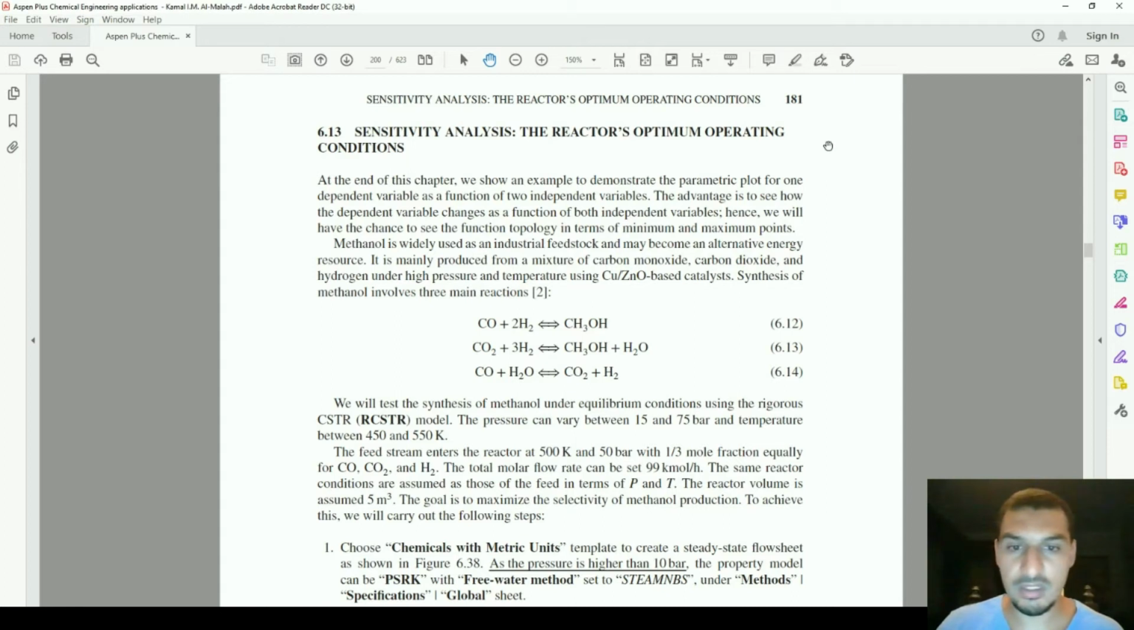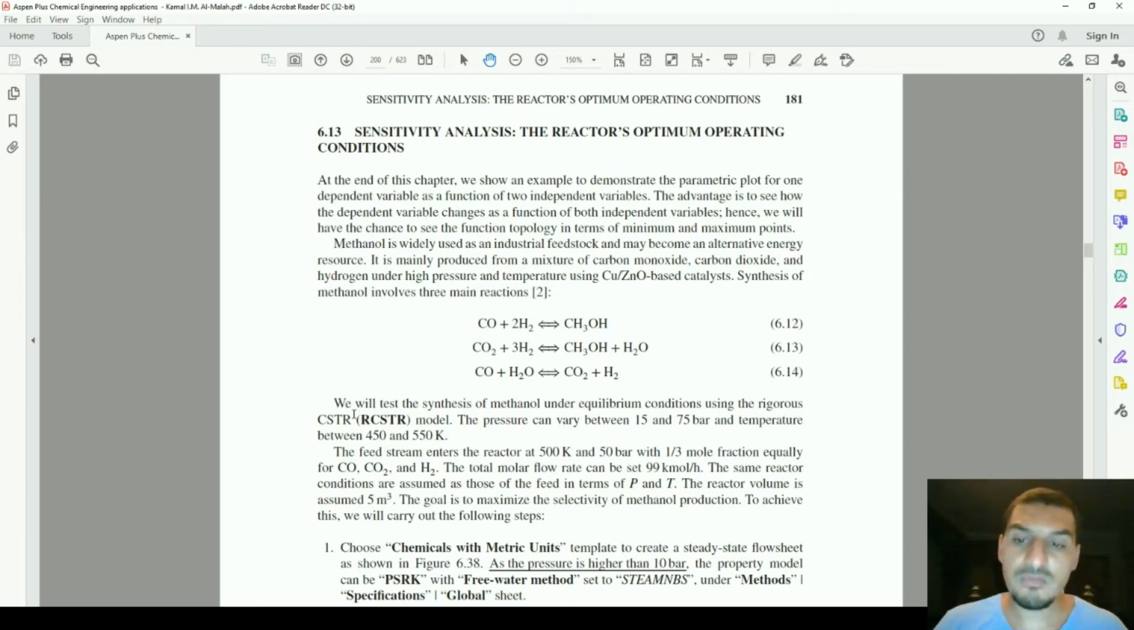Anyway, so the example is about the synthesis of methanol from carbon monoxide and hydrogen, and carbon dioxide and hydrogen reaction, like these two reactions that we see here, reaction 612 and 613. And there is a side reaction which is 614 that is kind of reaction between carbon monoxide and the water vapor that's coming out of the second reaction, giving carbon dioxide and hydrogen.